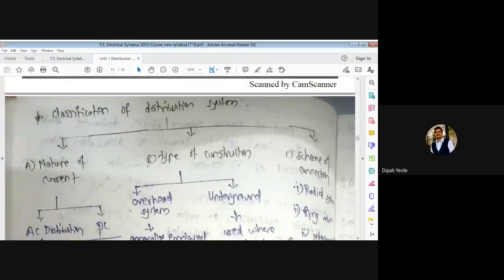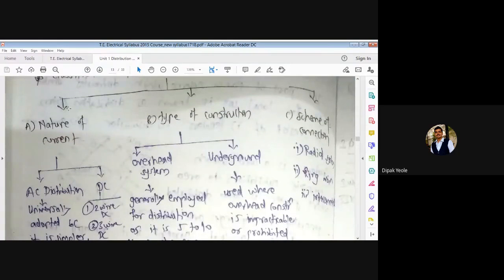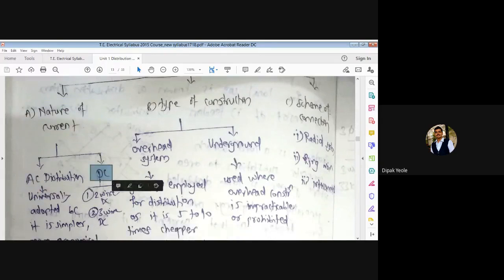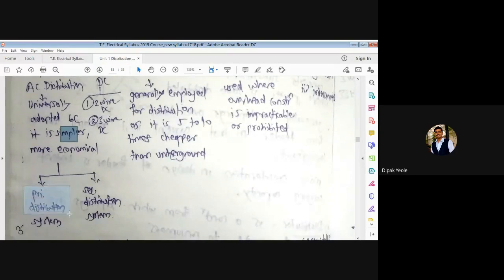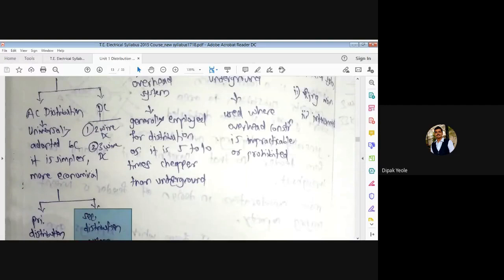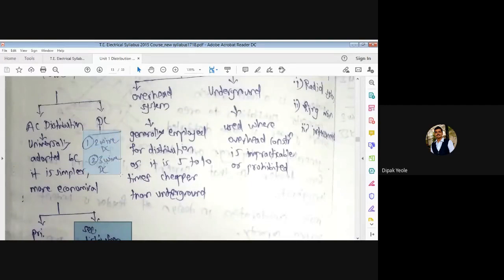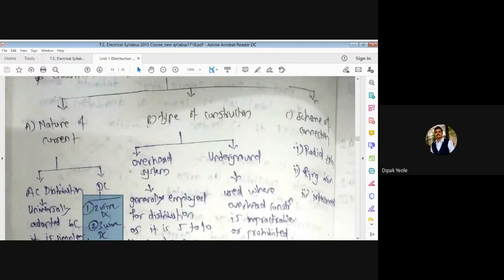The next part is classification. आपण distribution system बघितली, आता आपल्याला classify करायचं आहे. How to classify? Obviously, nature of current is there. AC and DC are available. Yes, we know that AC distribution is economical and it is universally adopted because it is simpler. For AC distribution, we have primary distribution and secondary distribution. For DC, 2-wire and 3-wire DC are available. This is for the nature of current.